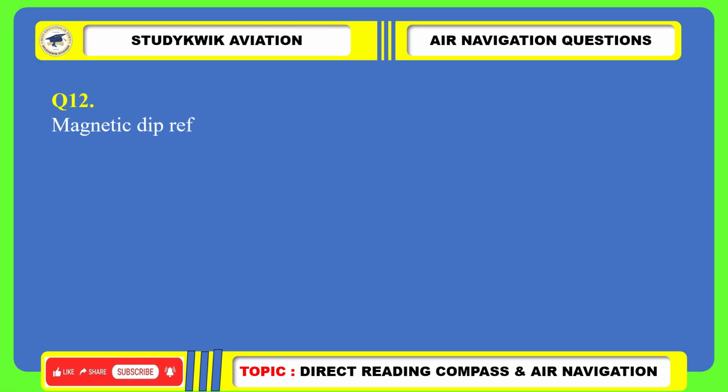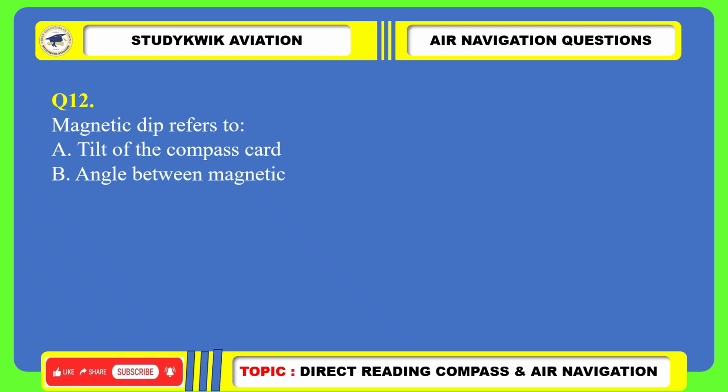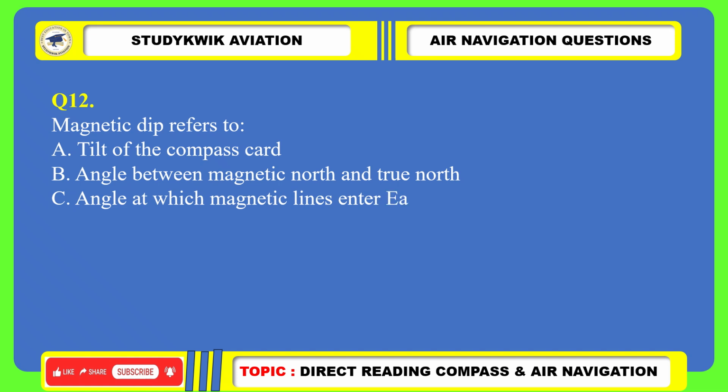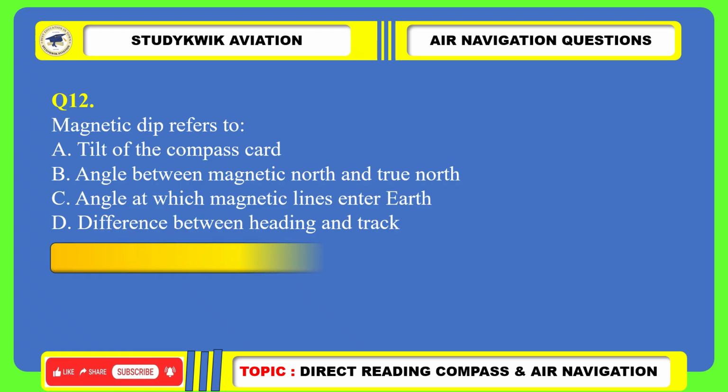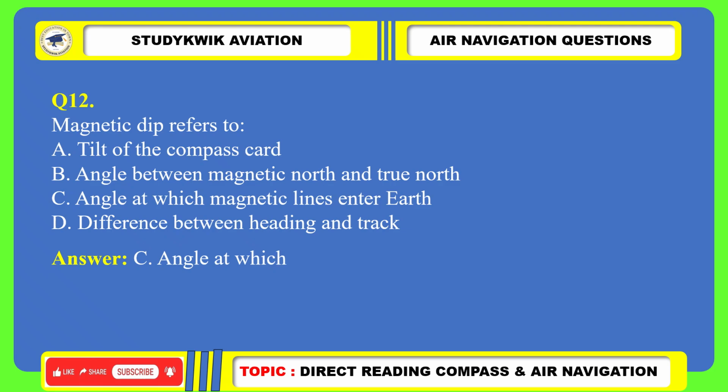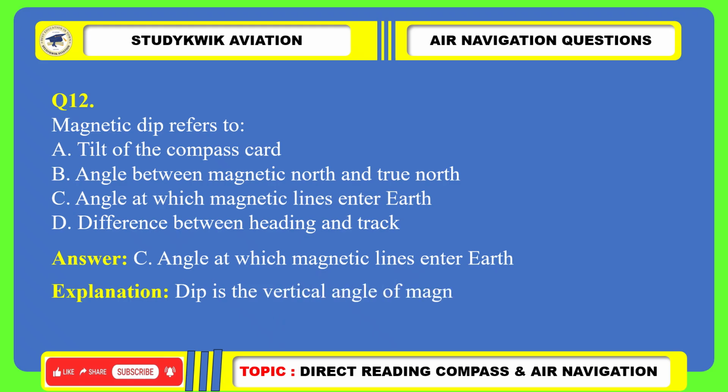Question 12. Magnetic dip refers to tilt of the compass card, angle between magnetic north and true north, angle at which magnetic lines enter Earth, difference between heading and track. The correct answer is C. Angle at which magnetic lines enter Earth. Dip is the vertical angle of magnetic flux lines relative to the surface.